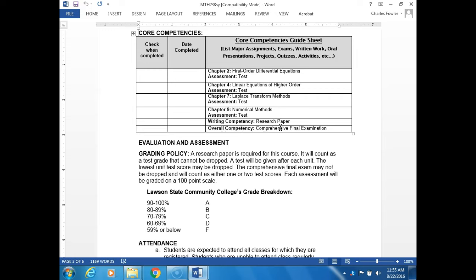The comprehensive final exam may not be dropped and will count as either 1 or 2 test scores, depending on what will help you the most. Each assessment is graded on a 100-point scale, and you know the breakdown there.